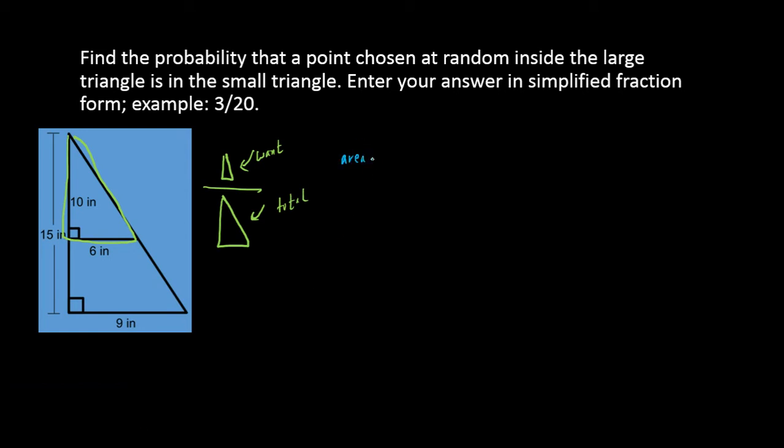So the area of our small triangle equals 1/2 times base times height. Well, my base in this case is 6 inches, so I get 1/2 times 6 times my height, which is 10. 1/2 times 6 times 10, is that right? Yes, okay. 1/2 times 60, and 1/2 of 60 is 30. So the area of my smaller triangle is 30 inches.